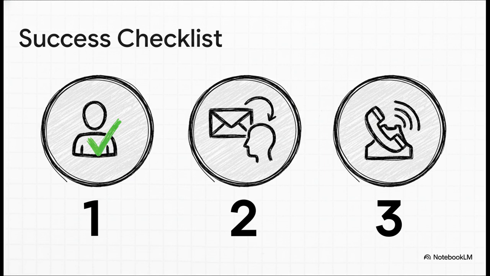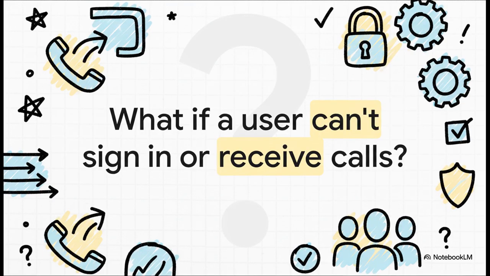First, pop over to the Manage Users page and just make sure their status says active. Easy. Second, ask your new team member if they got their invitation email and tell them to check their spam folder, just in case. And third, the moment of truth, give their new extension a quick test call to make sure it rings. Now look, sometimes things can get a little stuck.